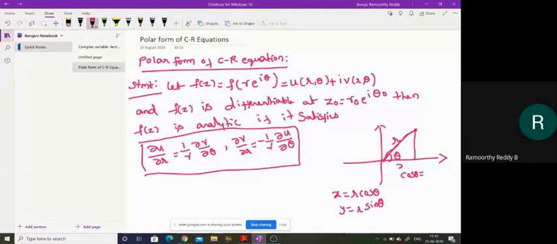This is your x and this is your y. The adjacent side is x and the hypotenuse is r, so x equals r cos theta. Similarly, sin theta is opposite side by hypotenuse, which is y by r, so y equals r sin theta. So this is your polar form, and x square plus y square is always r square. It is clear.